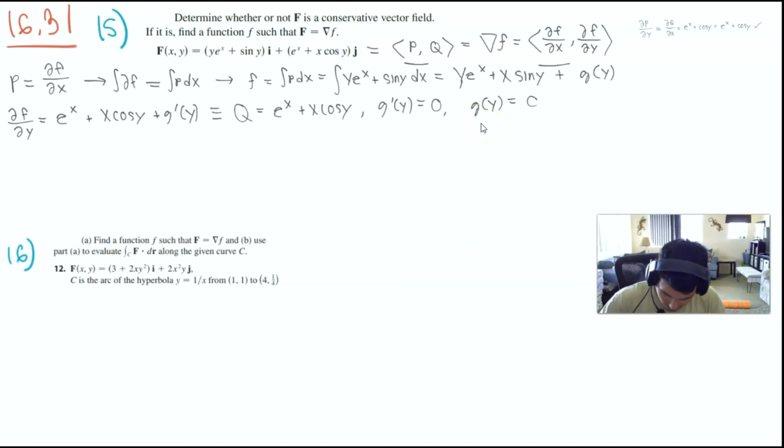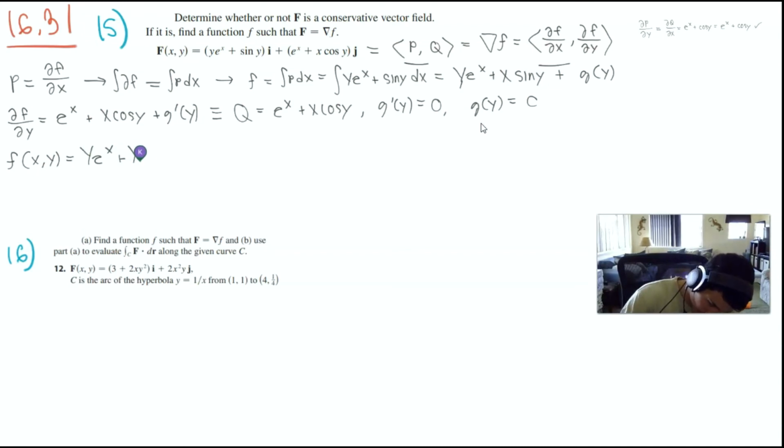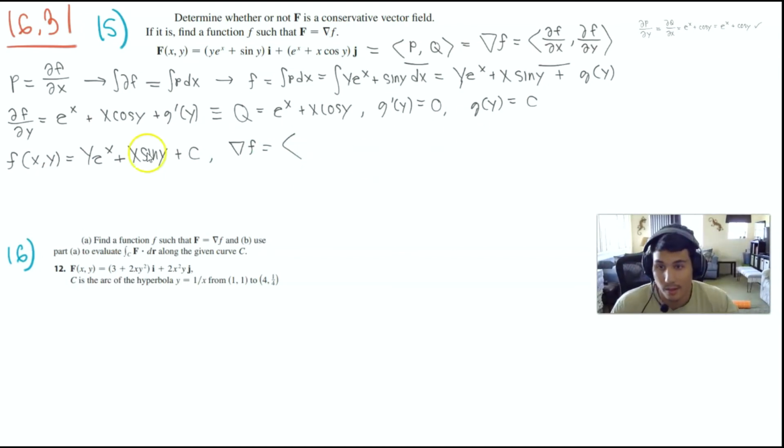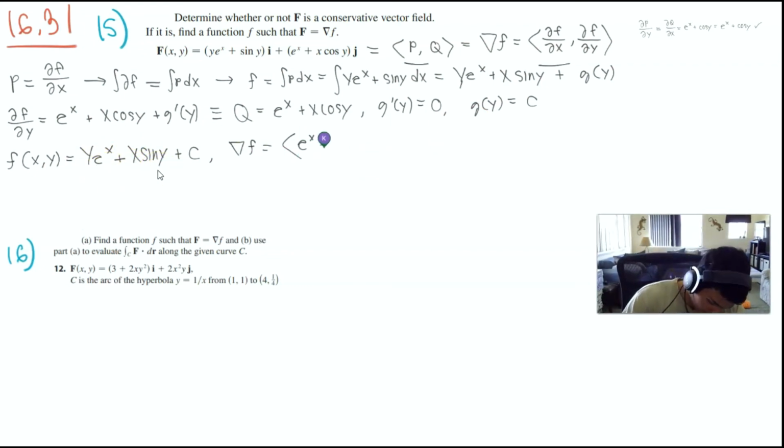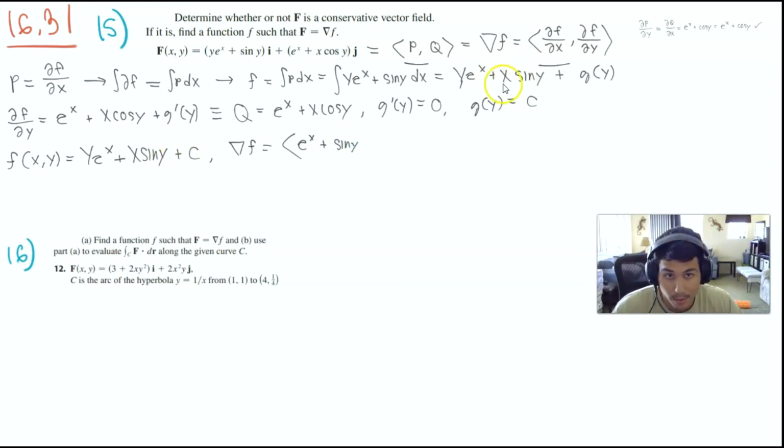Thus, we can say that f of x comma y is equal to y e to the x plus x sine y plus c. Now let's check. Well, what is del of f? Well, del of f is, if we take this with respect to x, plus sine y. Did I mess something up? No, I did not. y e to the x plus x sine y.